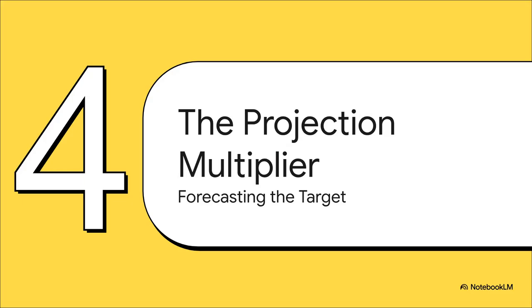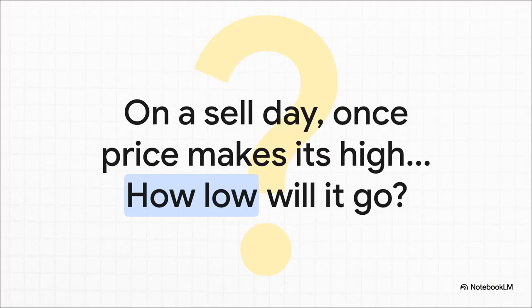And this is where it gets really cool. That measurement we just took, it's not just some random number. It actually becomes our multiplier, a unit of measurement that we can project in the real direction of the day to forecast exactly where price is headed. So let's frame the exact question this technique is built to answer. Imagine it's a sell day. You've seen the market rally up in the London session, and you think, okay, that's probably the high of the day.